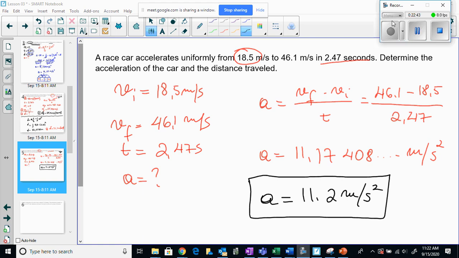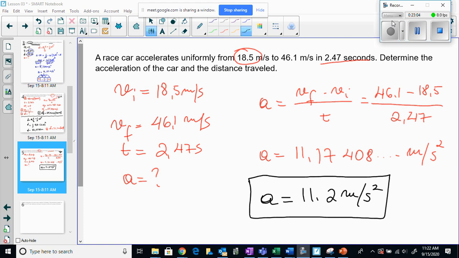Okay, so this is what you should have for this particular question. We went over on the previous lesson how to solve those type of questions. So initial and final time are given, and they're asking for acceleration. The formula that we'll use is the acceleration formula.